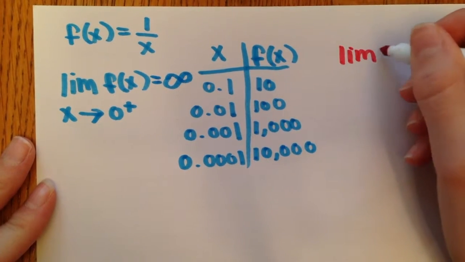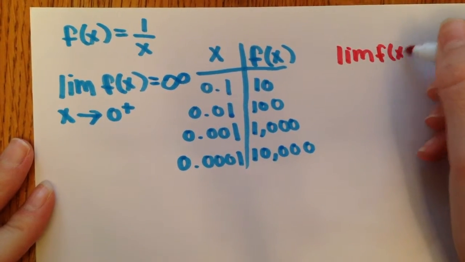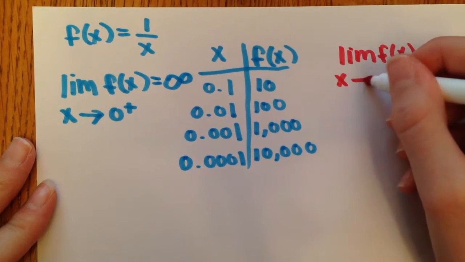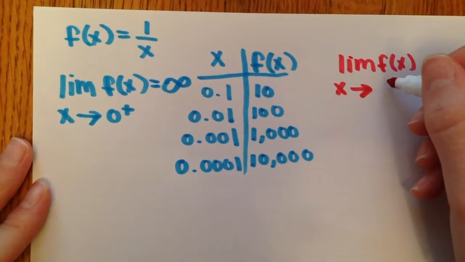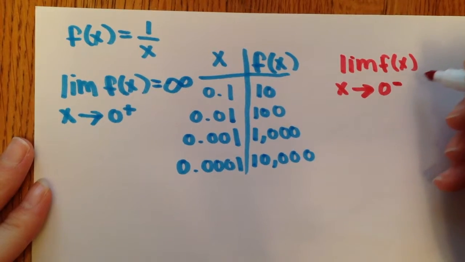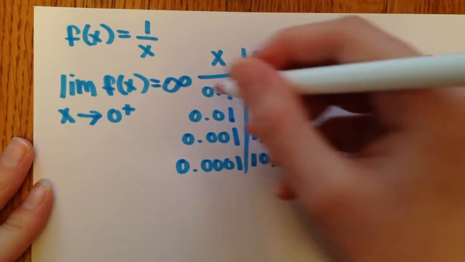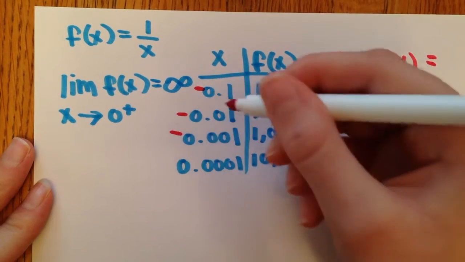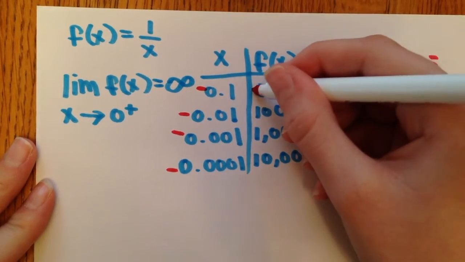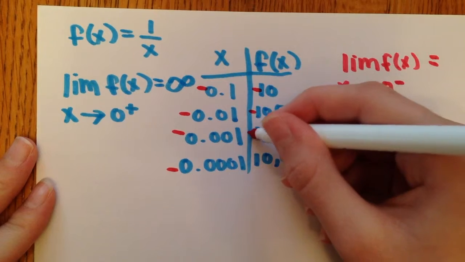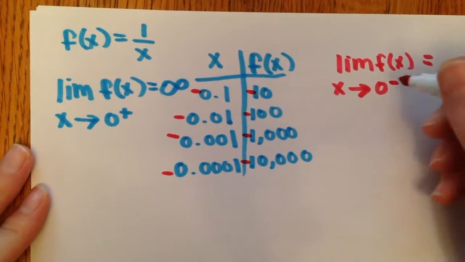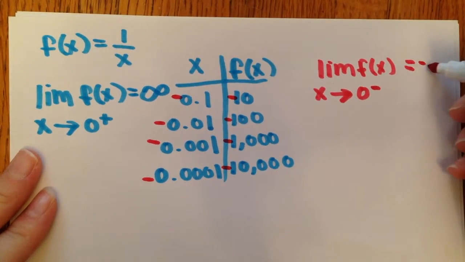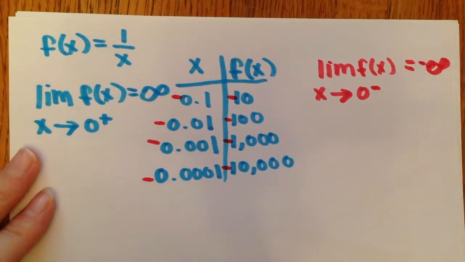And now we're going to do the same thing, but with x approaching 0 from the negative side. And what we're just going to do is turn all the values to negative, and then you'll see that it's basically the same, but instead of approaching normal positive infinity, we're going to be approaching negative infinity.